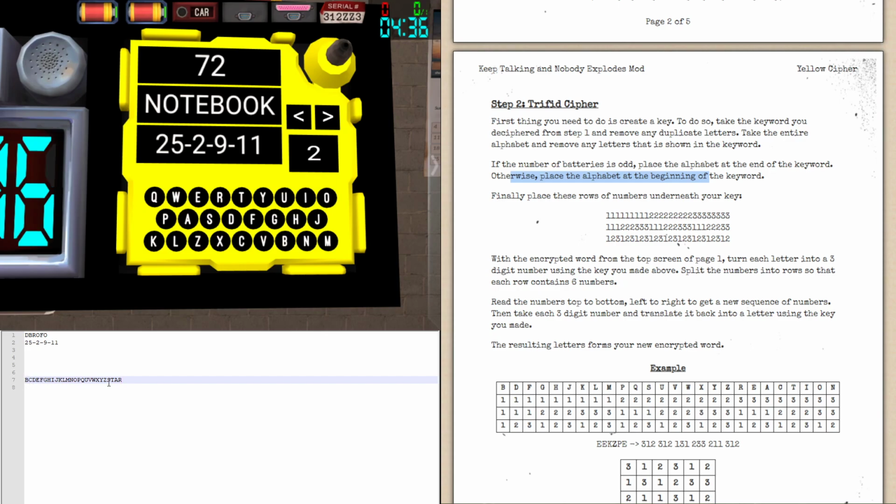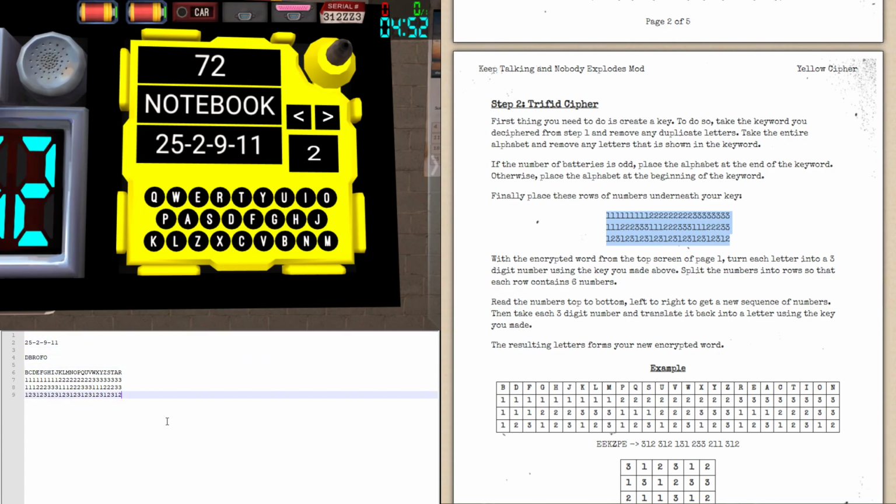So it's the alphabet first, then our keyword. Then we're going to place this row of numbers underneath our key here, and that is our completed key. Now for each of the letters of our encrypted word, we're going to translate each letter into a number. So this D here, you look up D and you read off the numbers top to bottom. So this would translate to 113. So 113 becomes our first one.